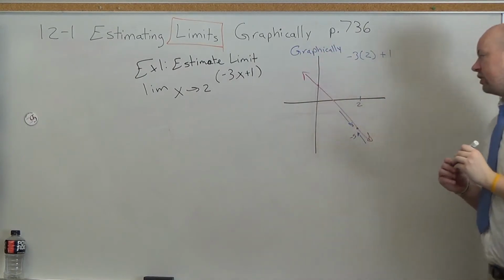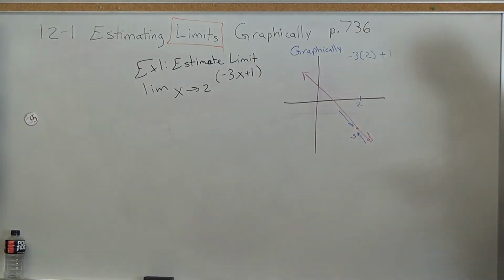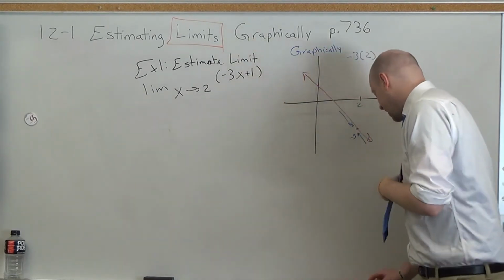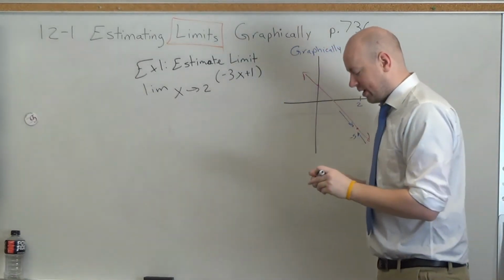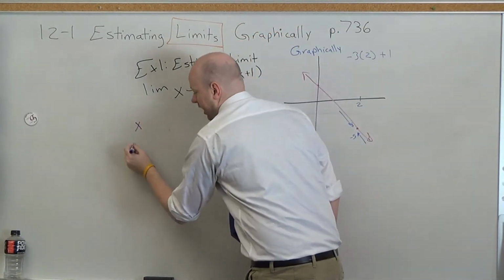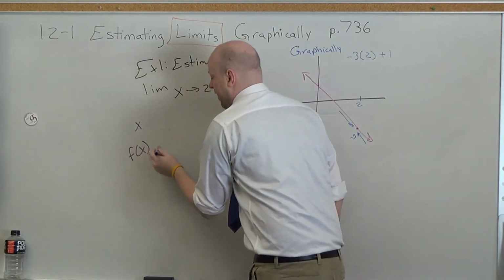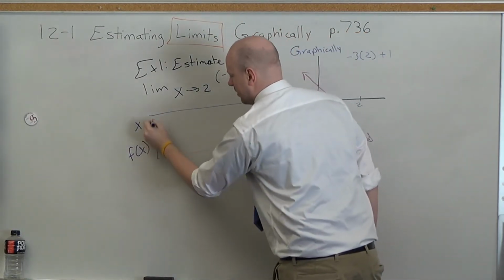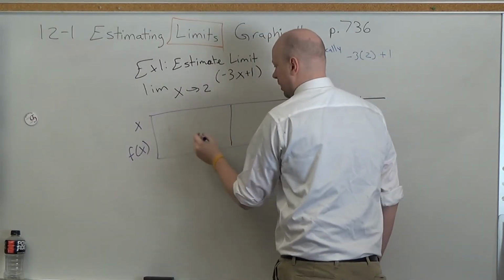We can also do it numerically. Numerically is the one we did a ton of way back in chapter 1. As soon as I draw it, you're going to remember and you're going to be groaning. So I get x, and I also get f of x, and then I get 7 boxes. Let's see.